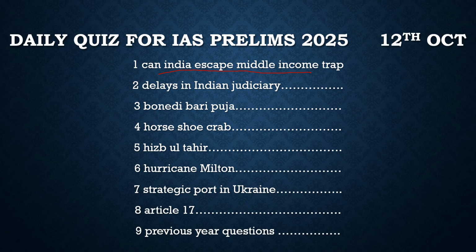Then the other article here is about the delays in the Indian judiciary. As it is said, justice delayed is justice denied. In our judiciary there is a huge burden of cases, especially in the lower judiciary. There are adjournments after adjournments, tareekh pe tareekh, you would have heard of that.